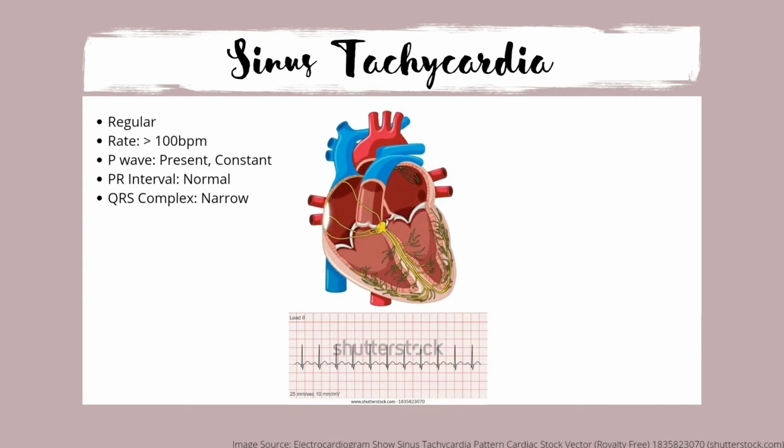One P wave per QRS complex. All waveforms present. This rhythm normally occurs during exercise or stress. Patient is usually asymptomatic. Other causes may be hypovolemia and underlying medical problems.